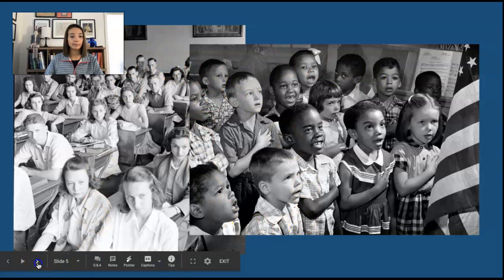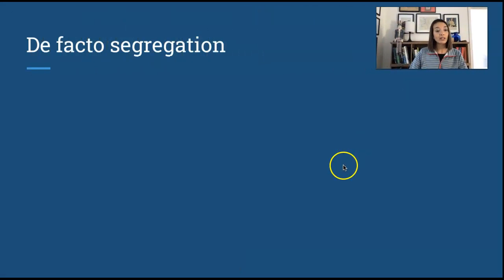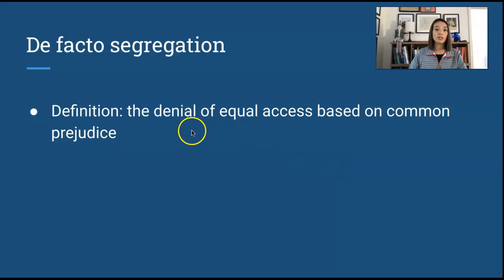Okay. All right, so moving that again. So we're going to move on to de facto segregation. And the definition of this reads that it is the denial of equal access based on common prejudice. So the big difference with de jure and de facto segregation is that de jure has a law to back it up, whereas de facto segregation is instituted and implemented by large groups against smaller groups that don't have as much power.